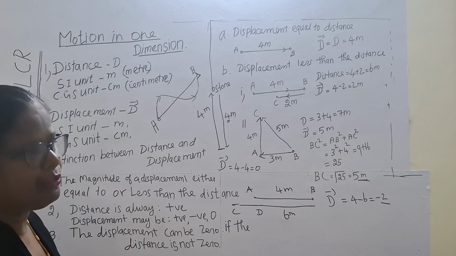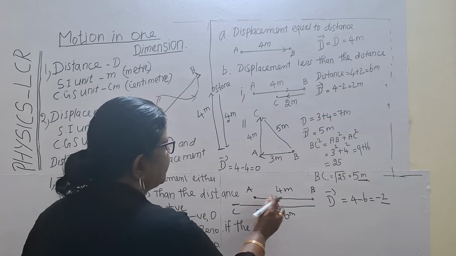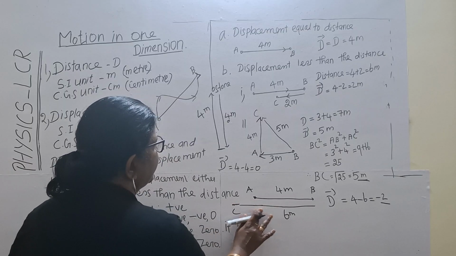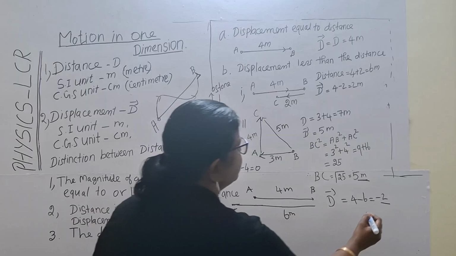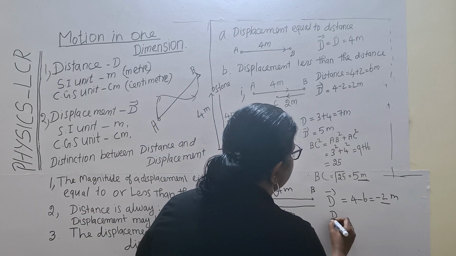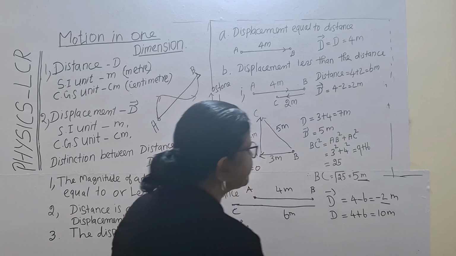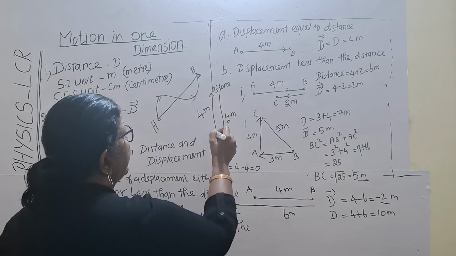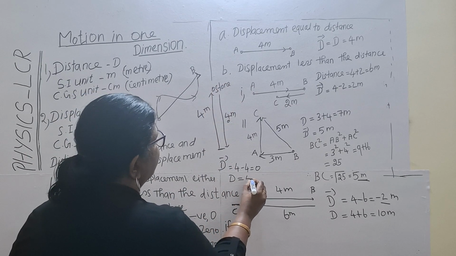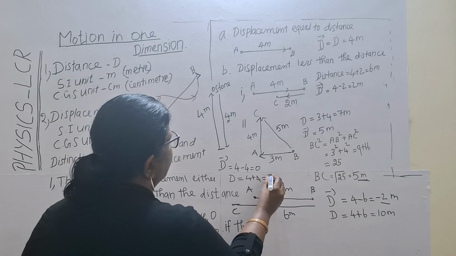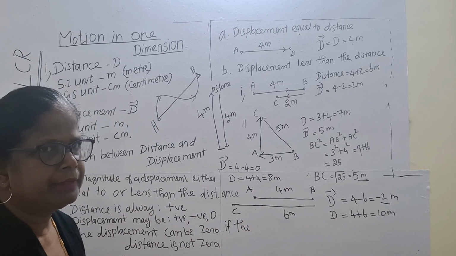So how does a negative value come? For the negative value, I have given a diagram here. It is traveling A to B, then B to C. So it will be minus 2 meter. Distance is 4 plus 6 equal to 10 meter. Here in this case, what is the distance? 4 plus 4 equal to 8 meter. Any problem? Have you understood?